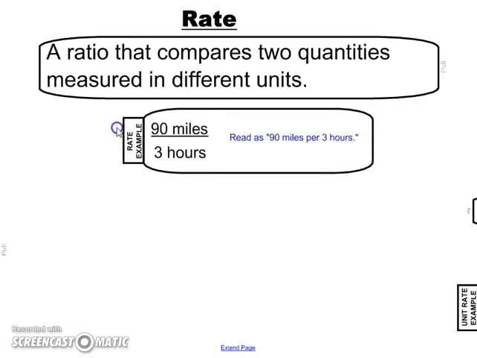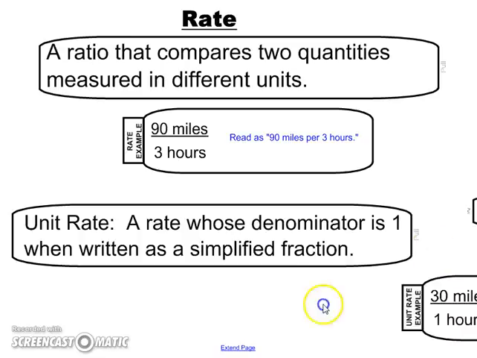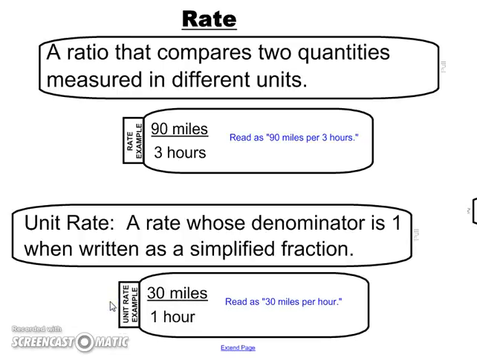And I'm going to go ahead and pull out an example here. Let's say I go down the highway and I travel 90 miles in 3 hours. My rate is 90 miles per 3 hours. Okay, and then we take that and we'll usually break that down a little further into what we call a unit rate. Basically, that's when we take this fraction that we've set up here and we divide the top by the bottom and break it down. In this particular case, I've traveled 30 miles per hour.